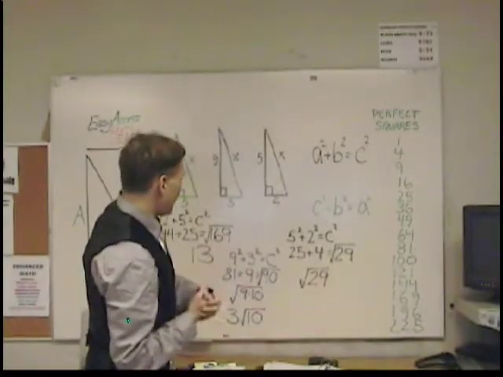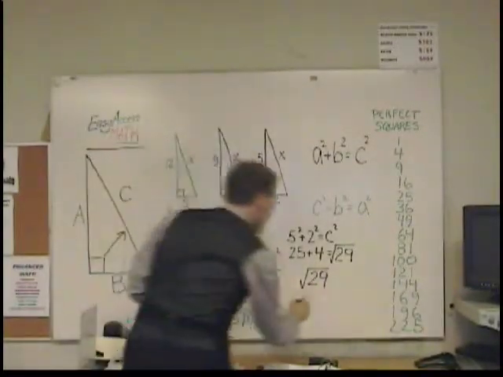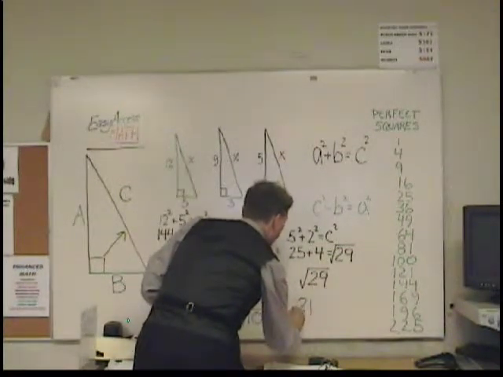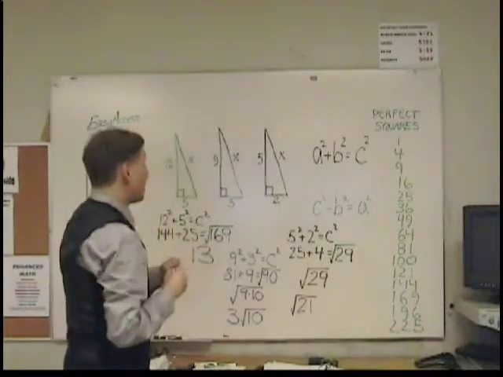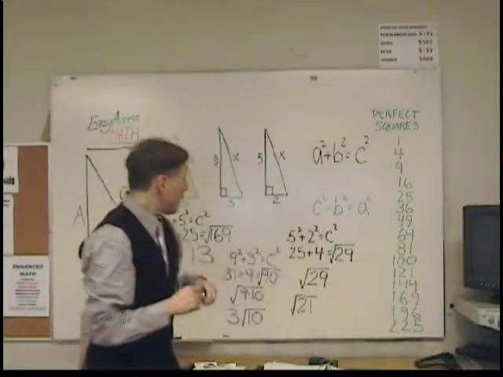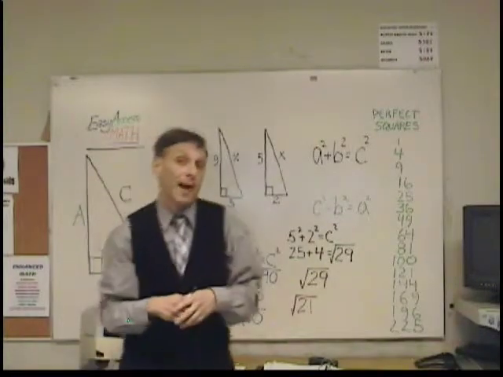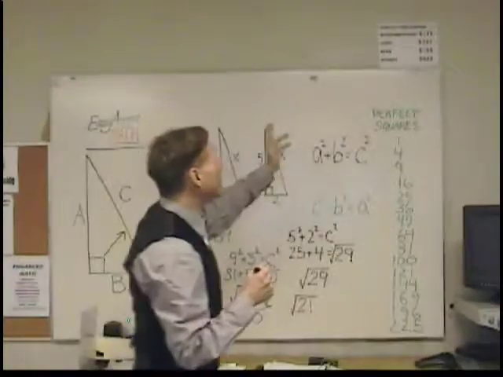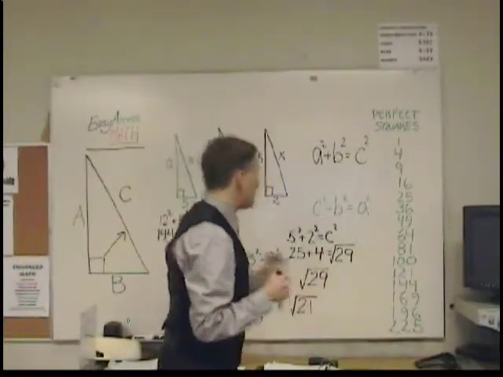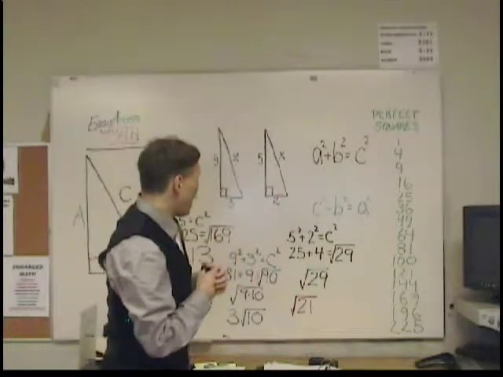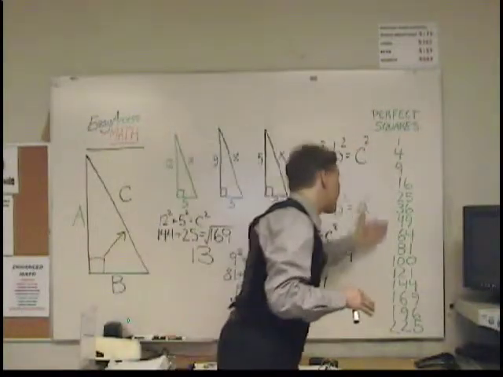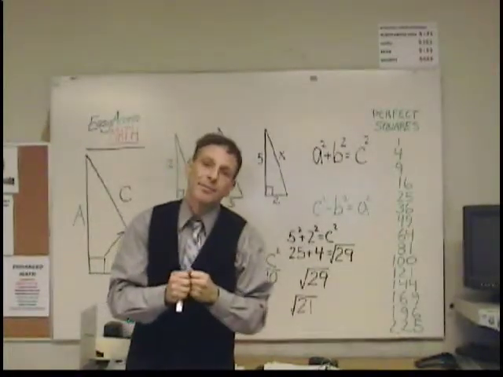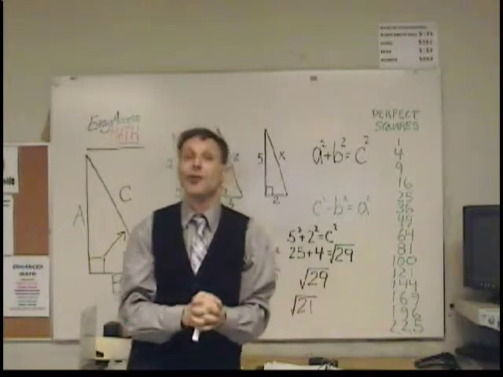Now 29 is a prime number, but let's say I had a number like 21 and it was in the radical. Now 21 has multiples. It's not prime. 3 times 7 is 21. But it doesn't have any perfect squares as multiples. Its multiples are not on this list. So 21 as well would just be left in a radical. It cannot be simplified any further.